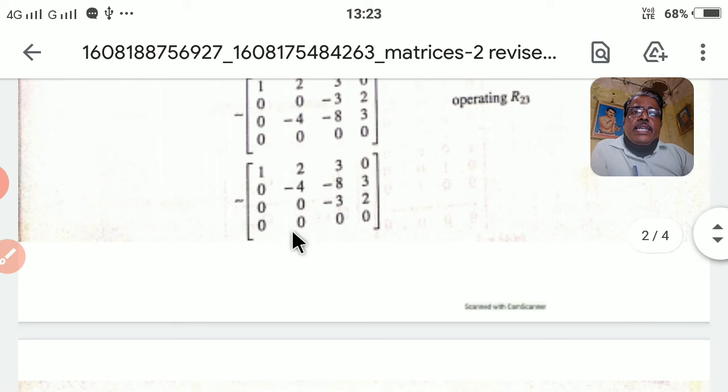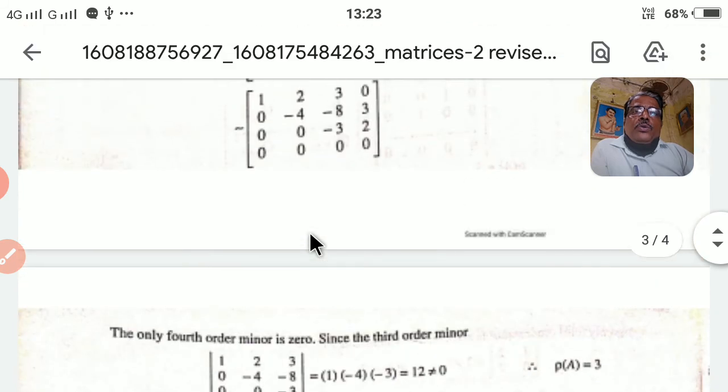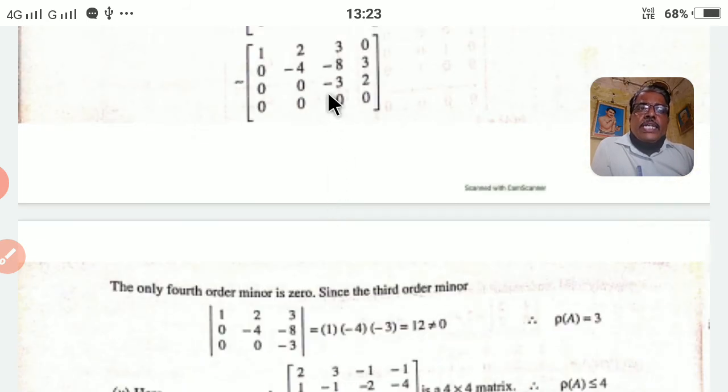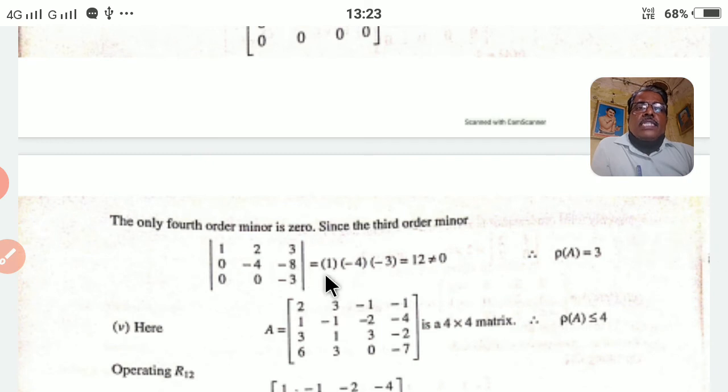Now see here, if you take any fourth order minor, it becomes 0, because the last row is completely 0. So if you take any fourth order determinant, it gives the value 0. Therefore we go to the next lower order minor, that is the third order minor. Now if you take any third order minor and calculate its determinant value, you will get the value 12, which is not equal to 0, so therefore the rank of A is 3.